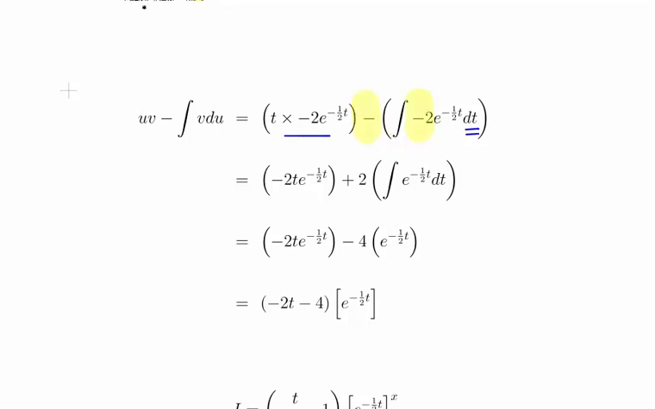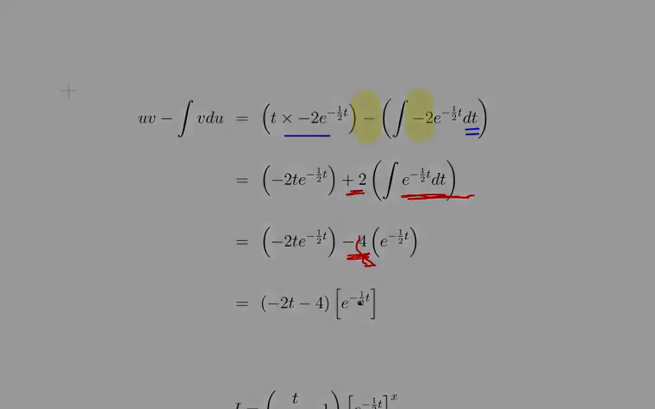So essentially what I'm going to do is bring out the minus 2. So that's why I end up with this plus 2 here. And this is a fairly straightforward integration. So that is minus 2 times e to the minus 1/2 of t. So minus 2 times plus 2, we get minus 4 down here. So essentially what we end up with here is minus 2t minus 4 times e to the minus 1/2 of t.